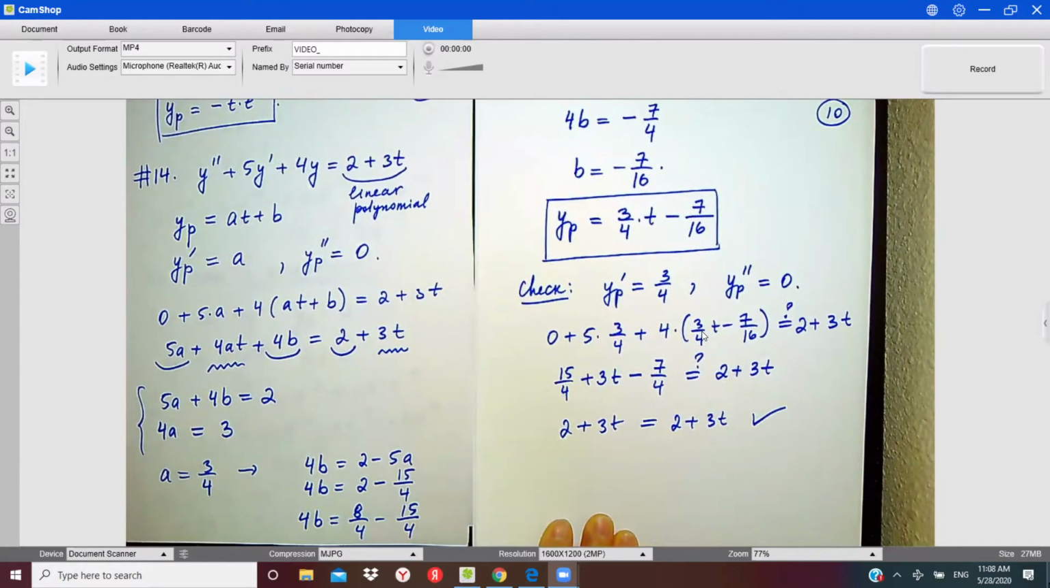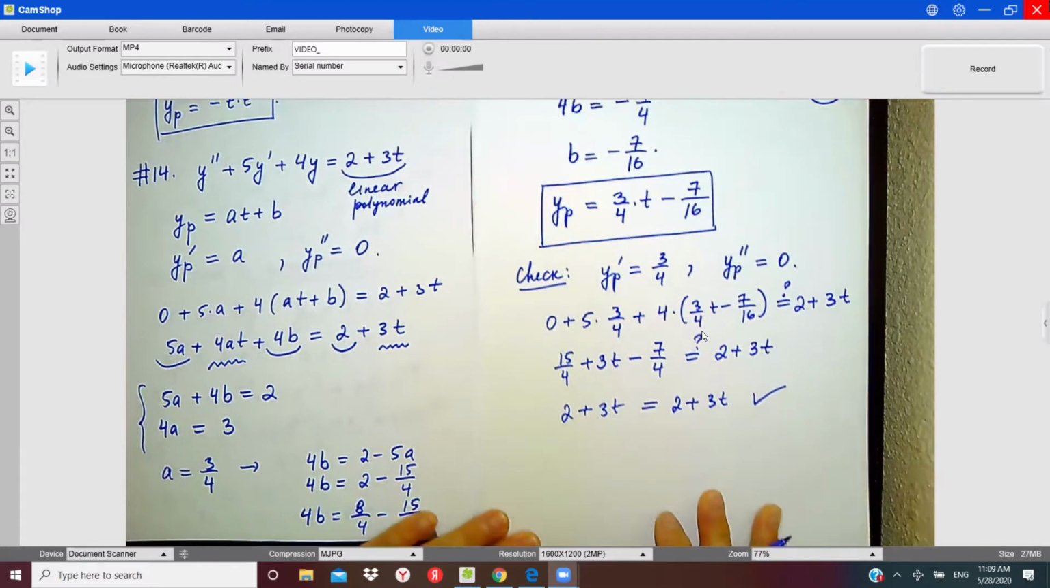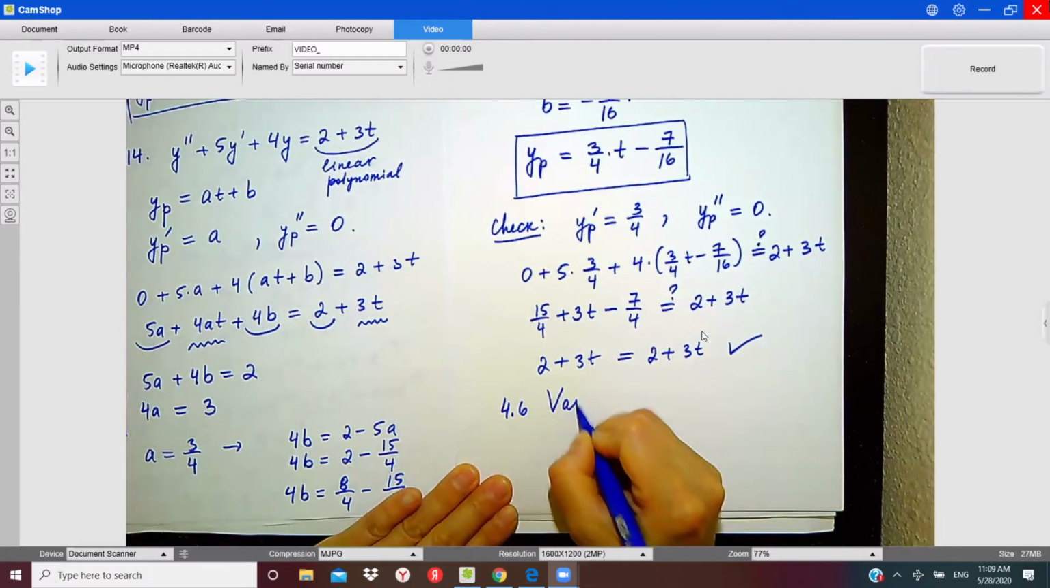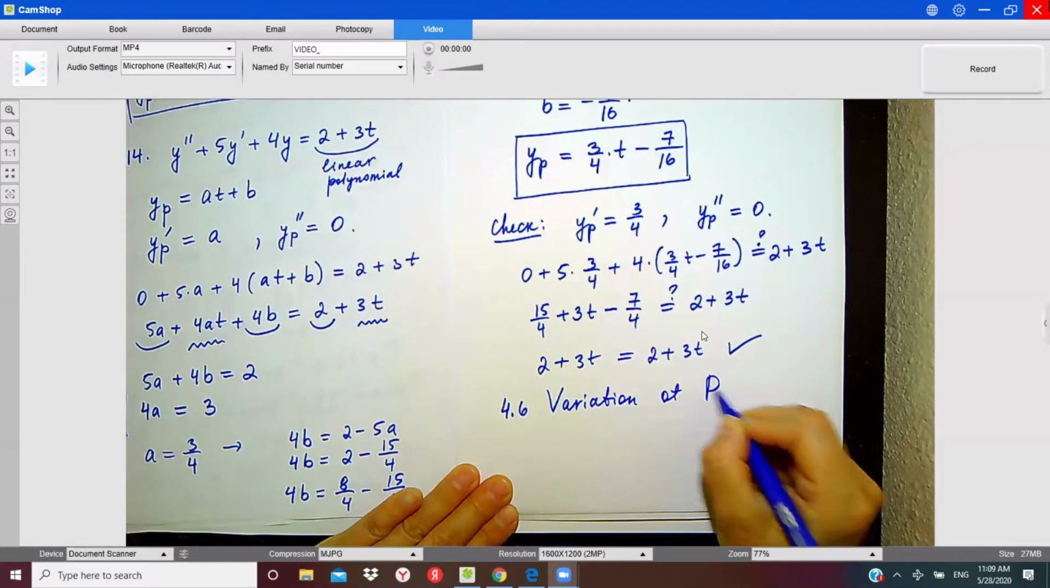All right, so let us now discuss the second method. I said that we will have two methods for solving this type of equations. The first method that we discussed was the method of undetermined coefficients. The second one is called variation of parameters. So now we will do 4.6, variation of parameters.